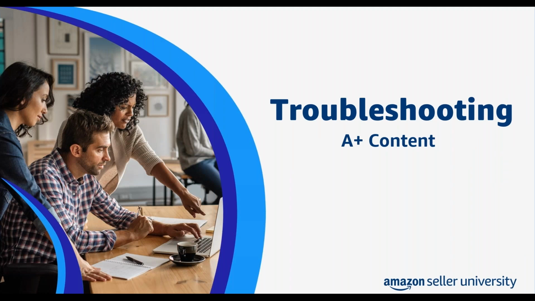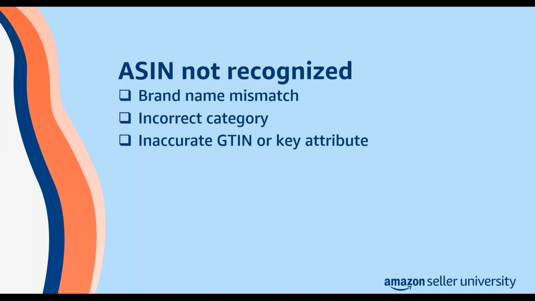Troubleshooting. You may encounter errors during the creation or validation process for your A+ content. Here are some common errors and how to fix them. If you receive an error saying that your ASIN is not recognized as part of the brand, the ASIN isn't properly mapped to your brand. This usually happens when a product has inaccurate listing data, which you can fix by editing.